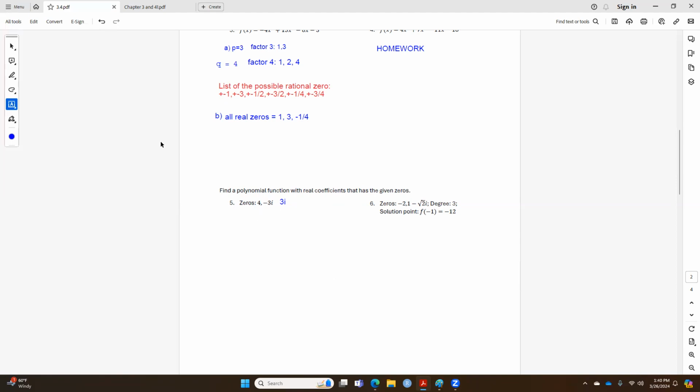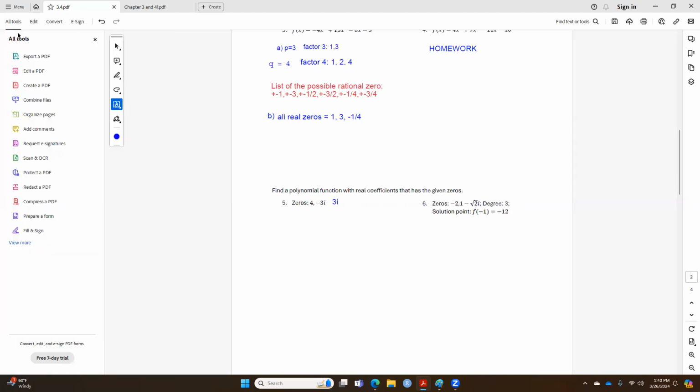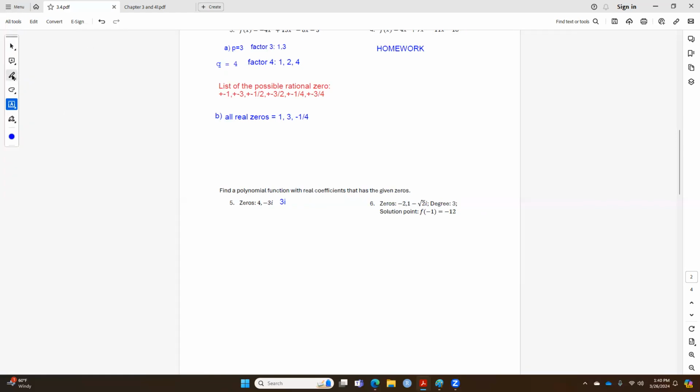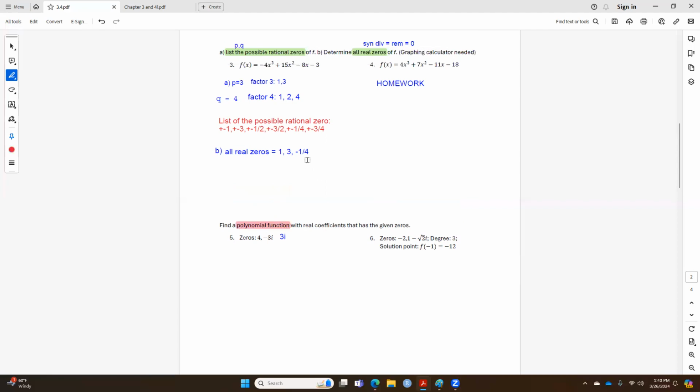So now this question wants us to find the polynomial function. So now I give you the zeros. How do you give it to me as a polynomial function? So we work backwards now. Last time I gave you functions, you gave me the zeros. Now I work backwards. So in order for us to do this, you have to write these zeros in factor form. Okay.